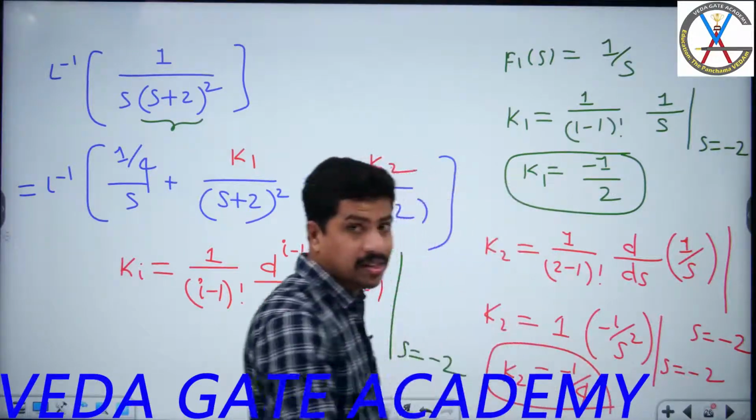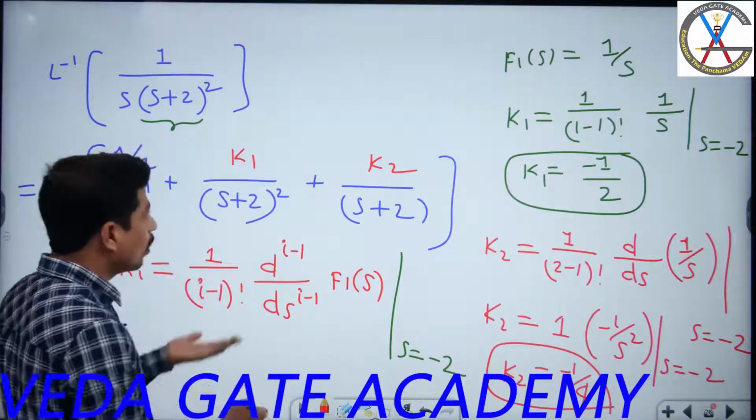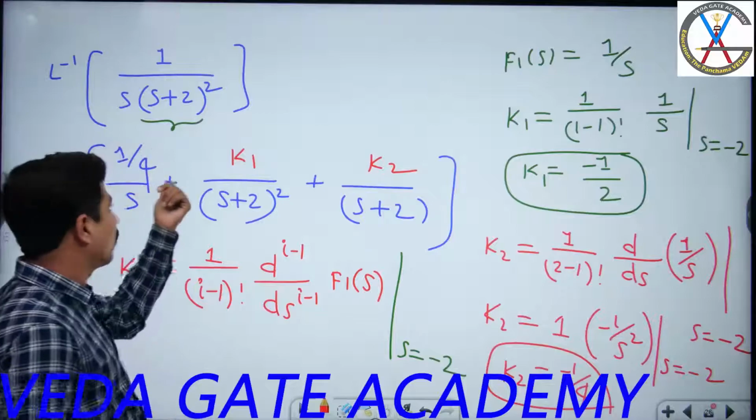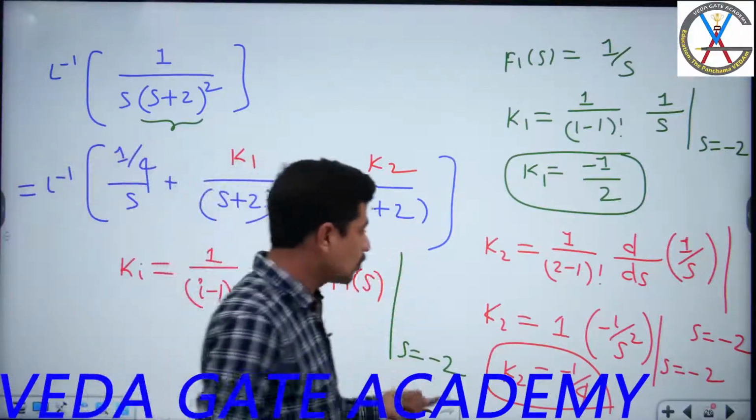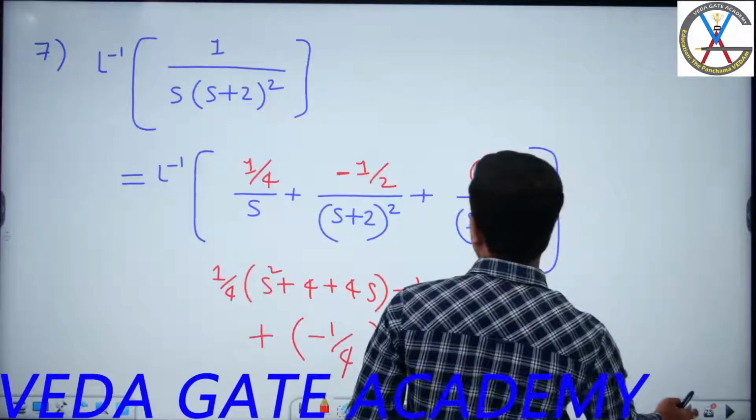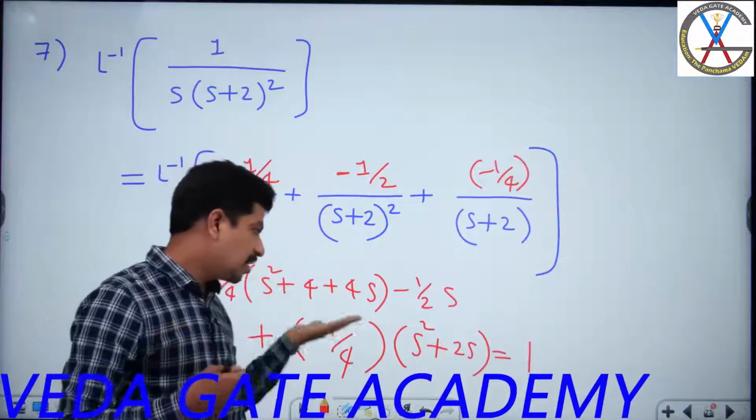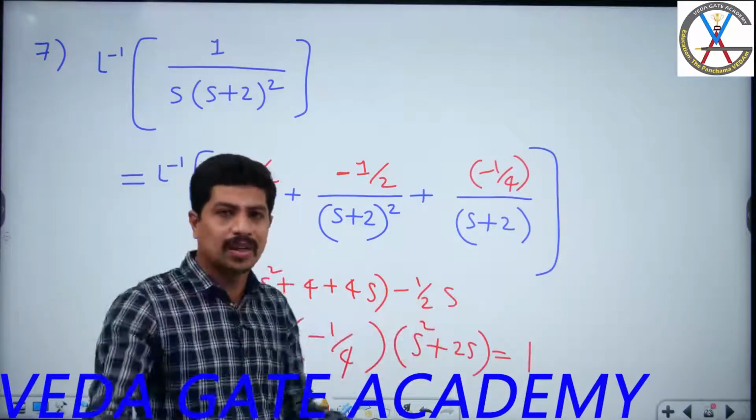Observe whether we got the same answers as previously. The initial one is 1 by 4, K1 is equal to minus 1 by 2, and K2 is equal to minus 1 by 4. Previously, with the general method, we got the same. But I feel this method is simple when compared to the derivatives method.